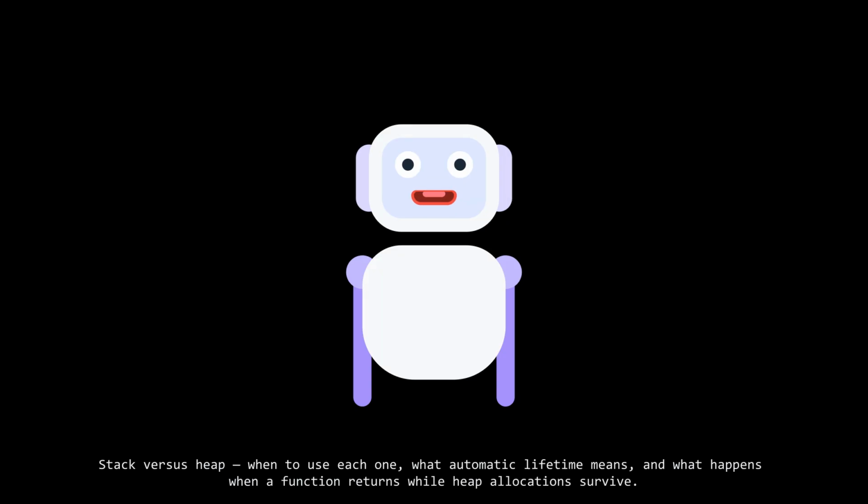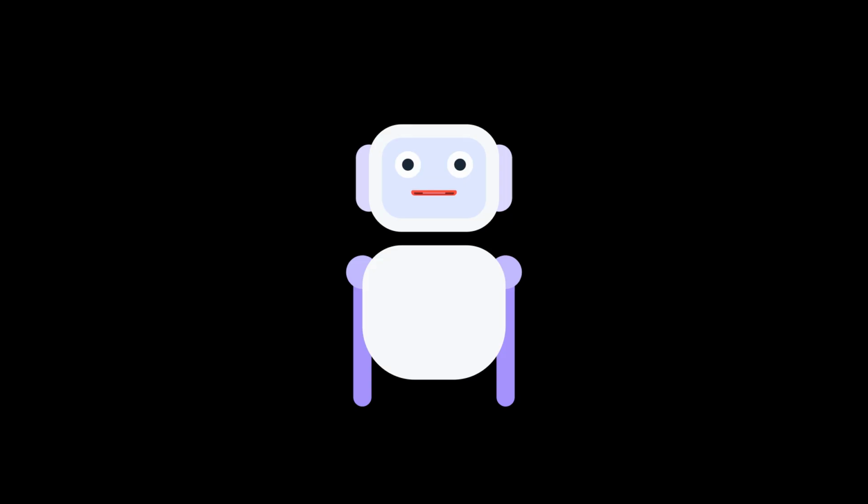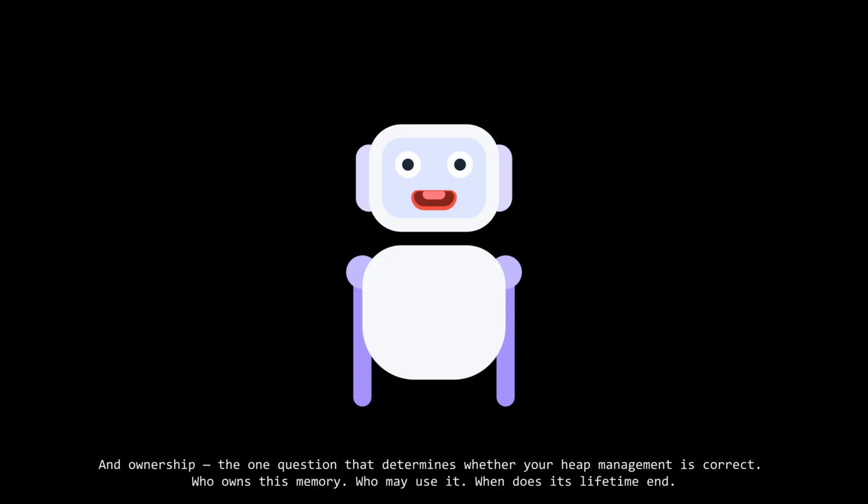Stack versus heap, when to use each one, what automatic lifetime means, and what happens when a function returns while heap allocations survive. And ownership, the one question that determines whether your heap management is correct. Who owns this memory? Who may use it? When does its lifetime end?